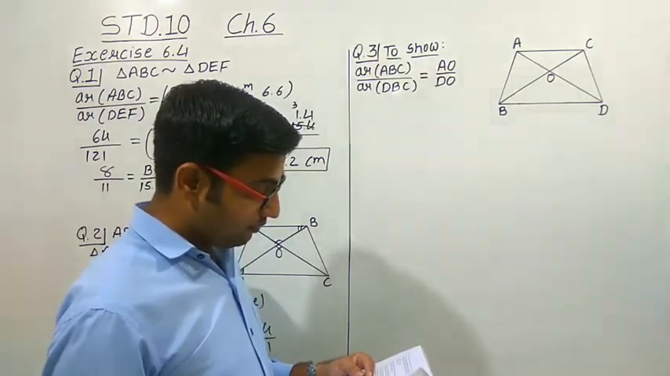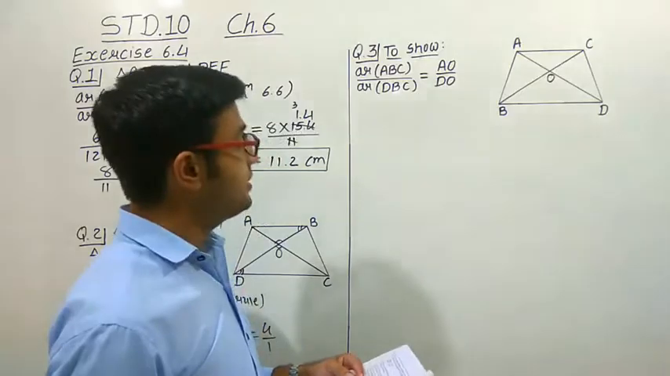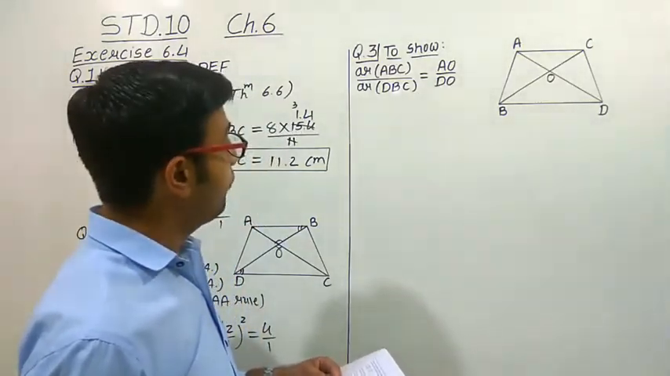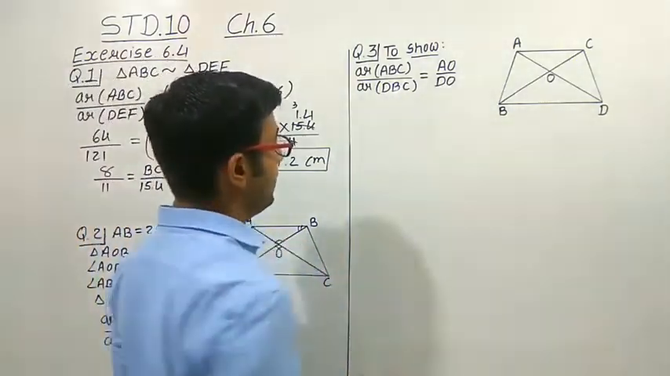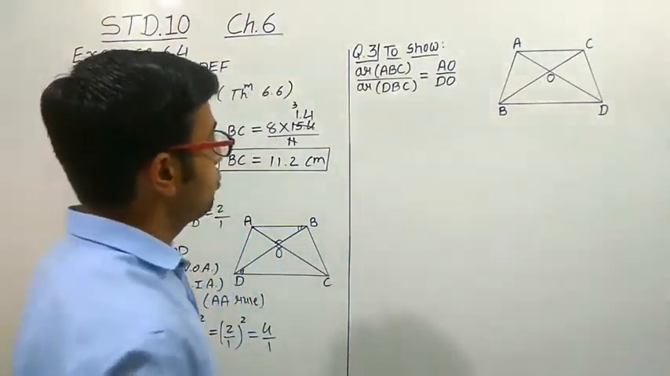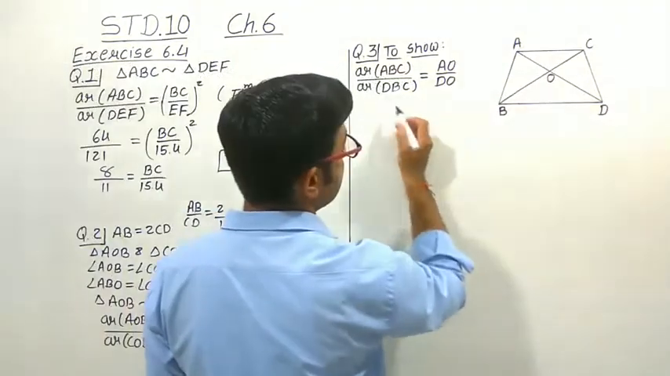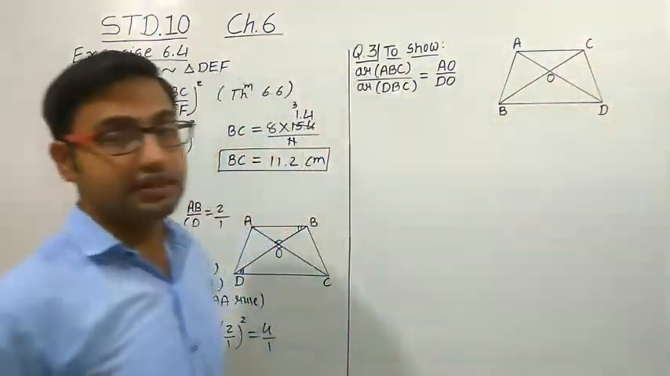And if AD intersects BC at O, then we have to prove that area of ABC over area of DBC is equal to AO upon DO. Right? So where is triangle ABC? Triangle ABC is this. Triangle DBC is this. Both are on the same base BC.